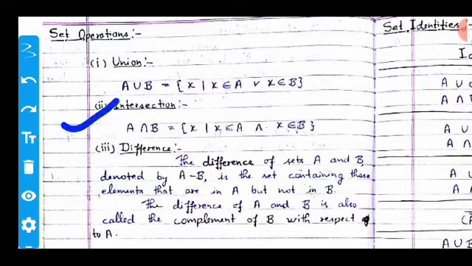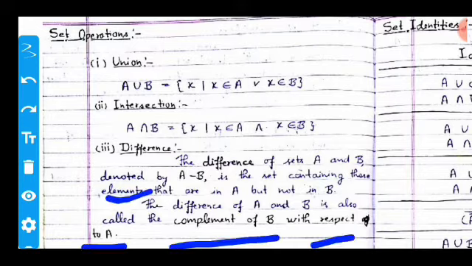Now move on, intersection operation. It is the common part of A and B, meaning A intersection B is equivalent to x such that x belongs to A and x belongs to B. Difference: the difference of sets A and B is denoted by A minus B. It is the set containing those elements that are in A but not in B. The difference of sets A and B is also called the complement of B with respect to A.